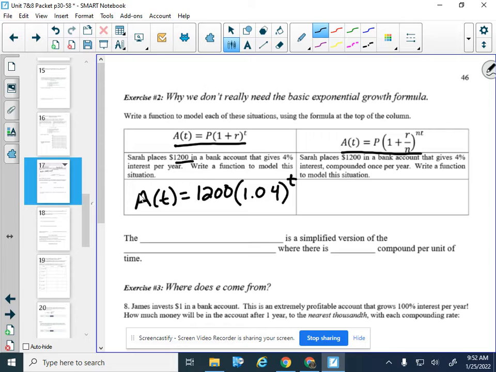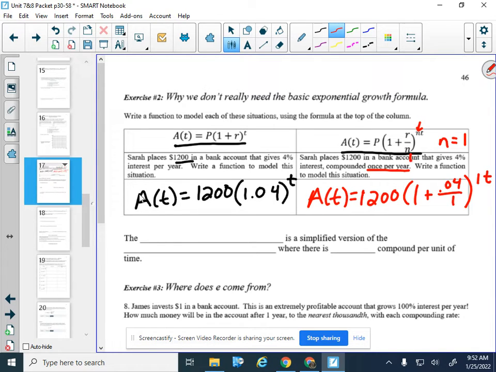In the next one, Sarah places $1,200 in a bank account that gives 4% interest compounded once per year. Write a function to model this situation. So the only difference here now is we're going to be using that compounding periodically formula, and if we're compounding once per year versus monthly or weekly or something like that, that's an n value of 1. So if I write this formula out, you have 1,200 times 1 plus 0.04 over 1 to the 1t. So both of these n's became 1.